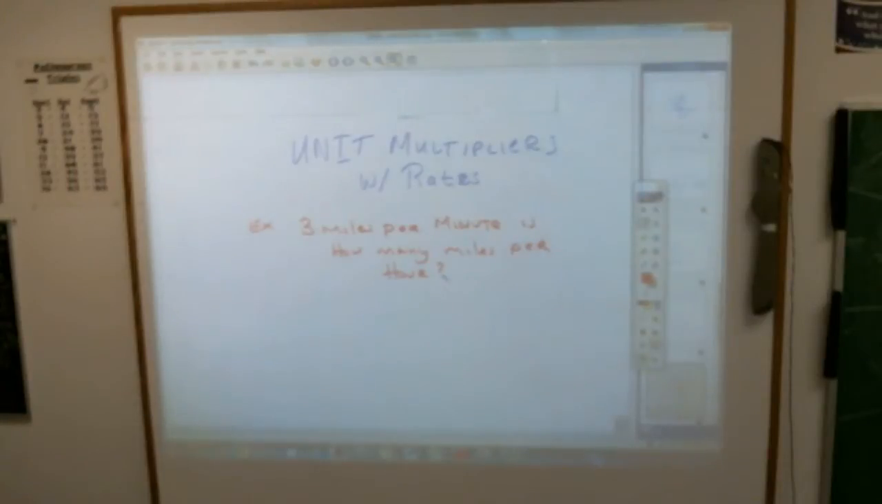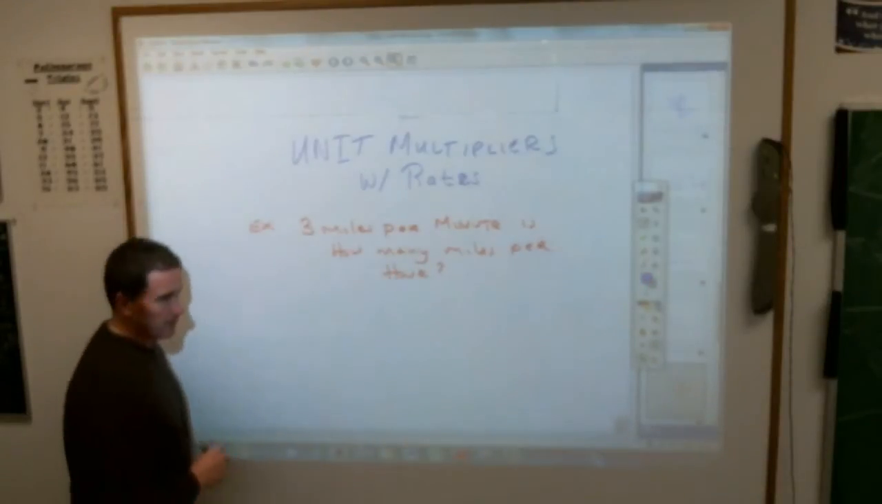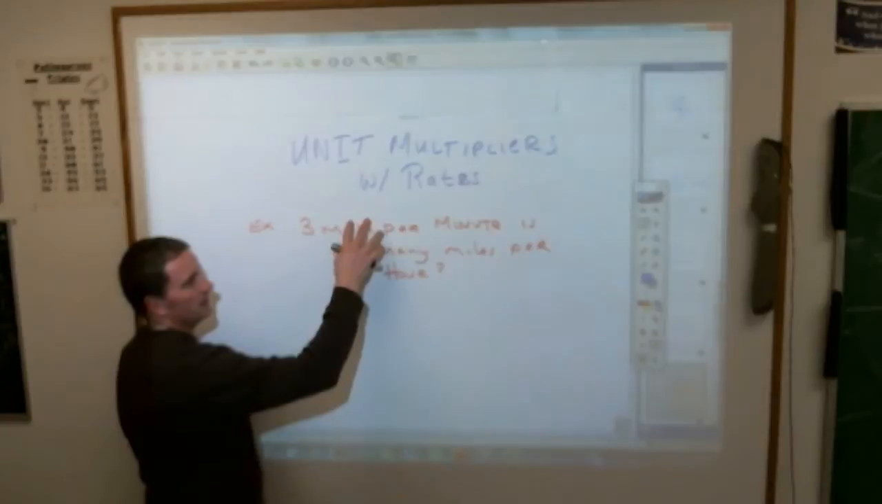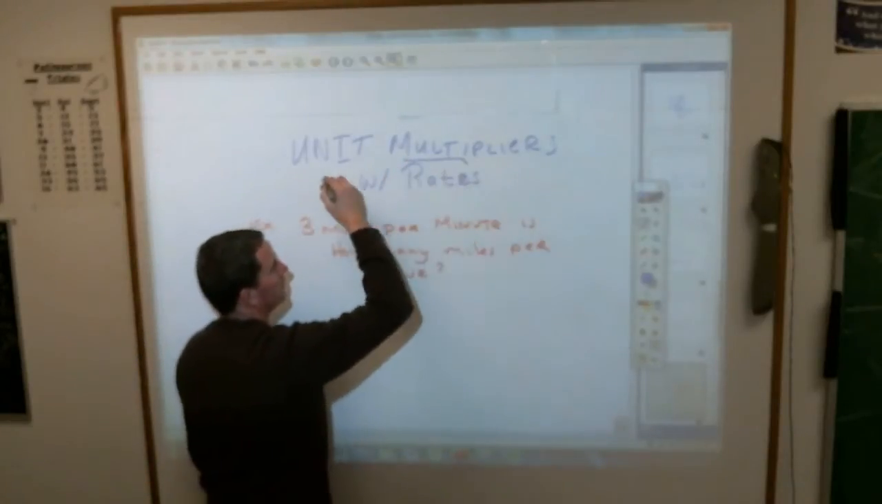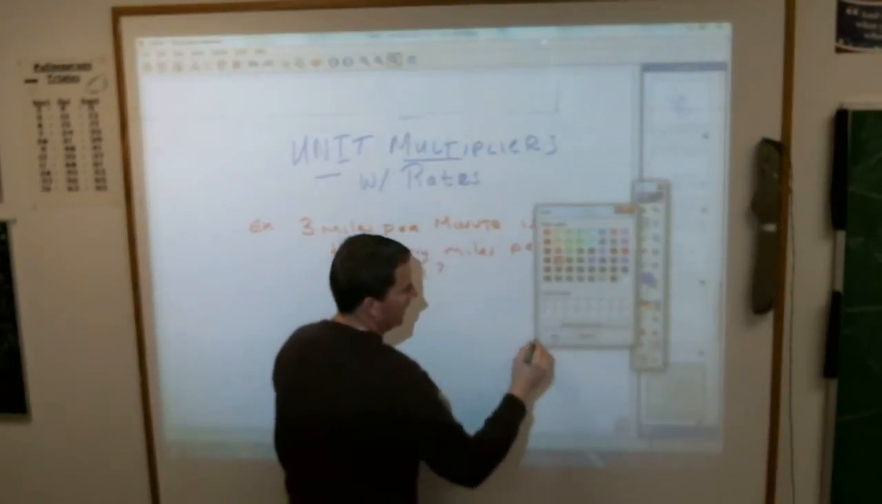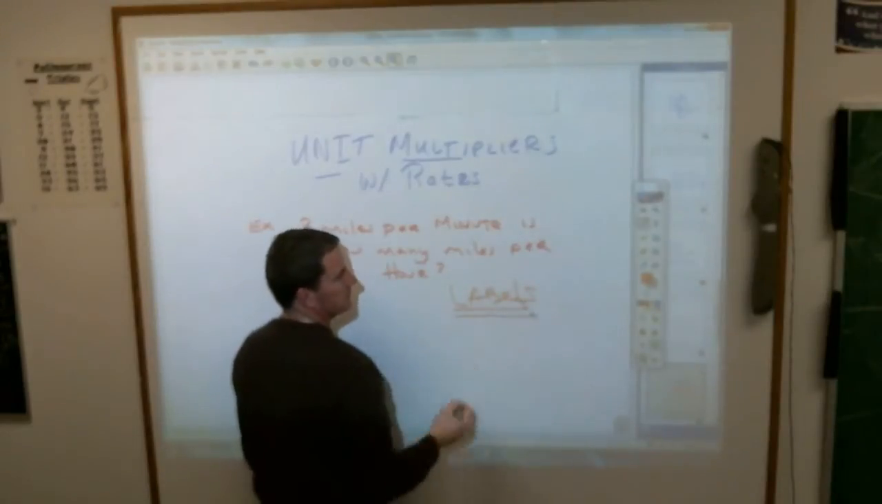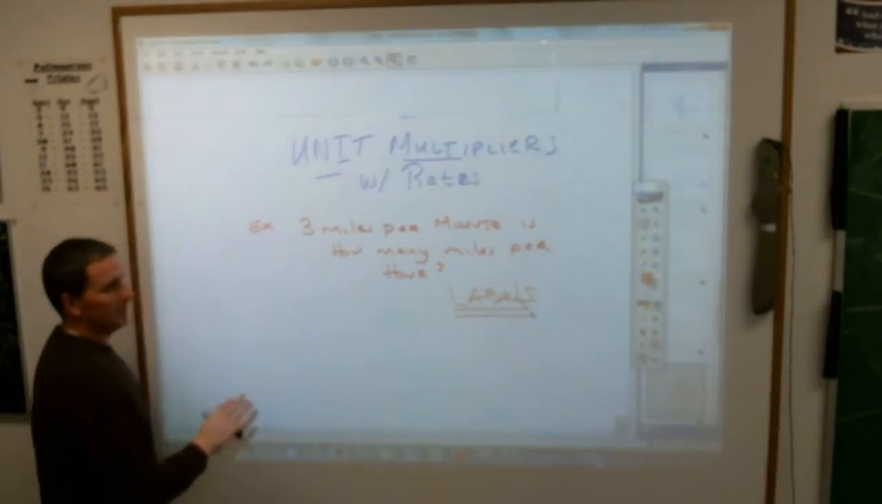3 miles per minute is how many miles per hour? I'm thinking most of you understand that somehow we're changing minutes to hours, which would mean I'm dealing with 60. But if you're like me, and I don't claim to be the smartest mathematical apple in the bunch, it's not always clear to me which one I do. Okay, but if you think about doing this using unit multipliers, where the key is working with labels, it becomes much easier.